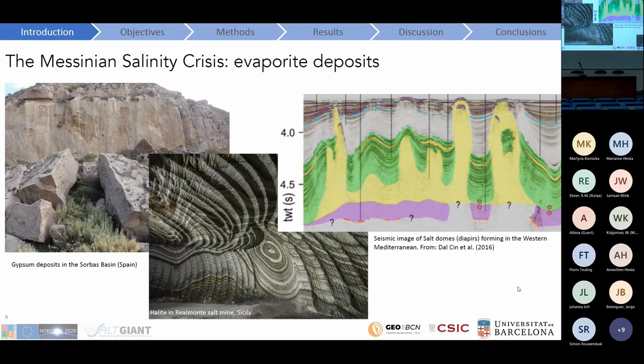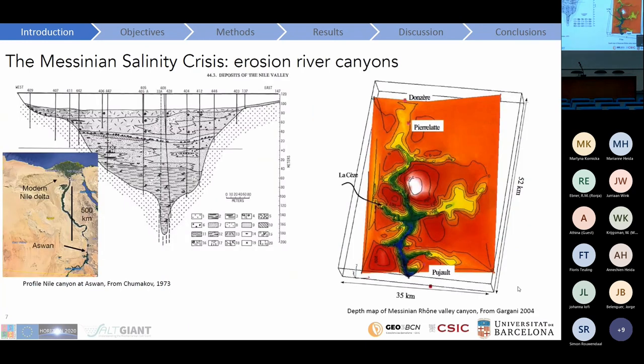And already since the first drilling campaign in the 70s, we know that we performed more or less simultaneously in a deep Mediterranean sea. And other kinds of evidence for a salinity crisis actually lies in the erosion of river canyons, where in order to erode a river below its normal base level at low sea level, you would require to lower the water level in the Mediterranean Sea.